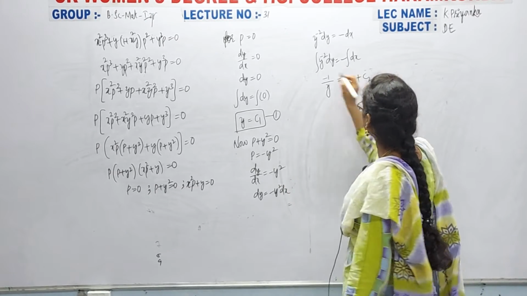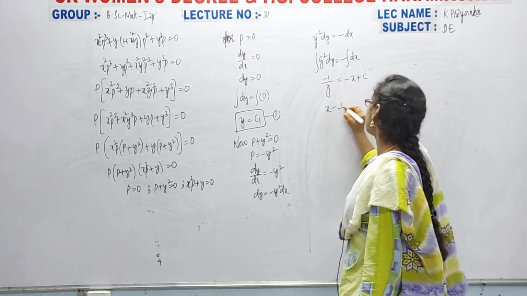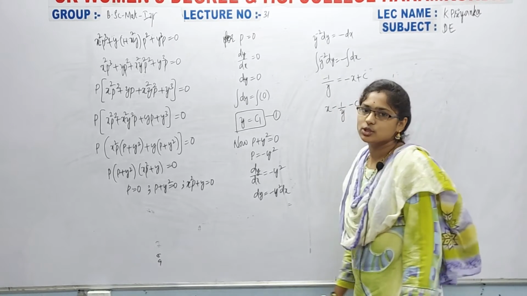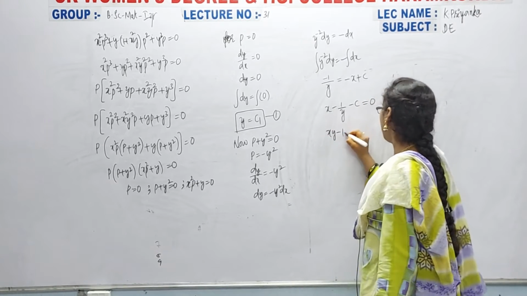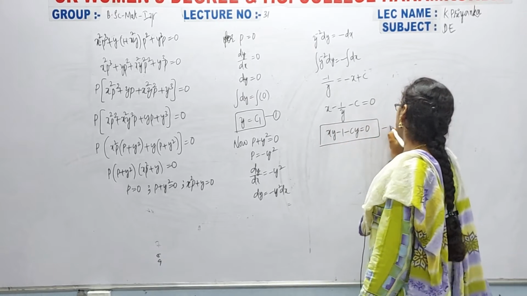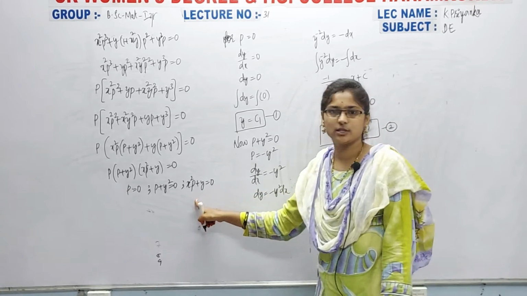Okay, so now I am taking these values to this side, so plus c, then x minus 1 by y minus c equal to 0. Okay, so if you have interest, then you can take xy minus 1 minus cy equal to 0 is another solution. Next what we have, x square p plus y equal to 0.